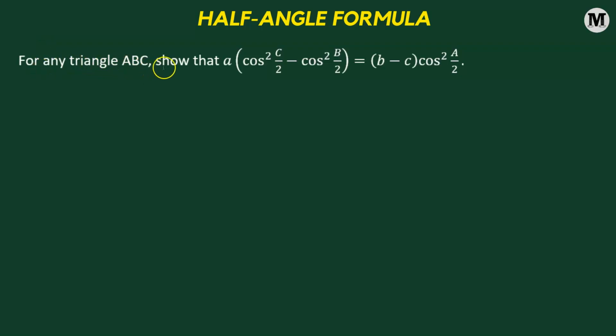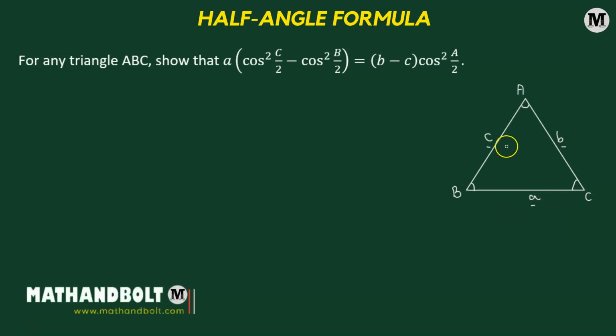For any triangle ABC, prove the following. Let us begin. First, we're going to go through some terminologies. Let's say we have a triangle with vertices A, B and C. The sides opposite to angle A, angle B and angle C are represented by a, b and c in lowercase.